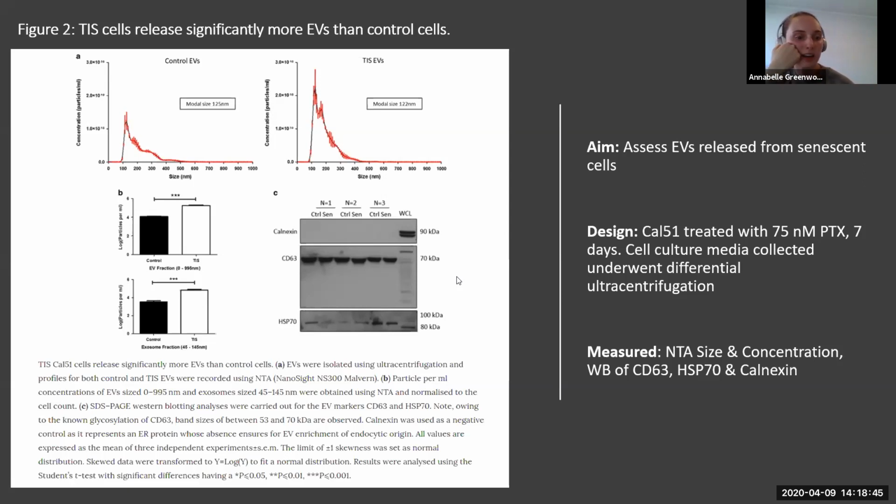One really minor thing was they termed the exosome fraction as 45 nanometers to 145, but it probably should just be small EVs, but that's pretty minor.